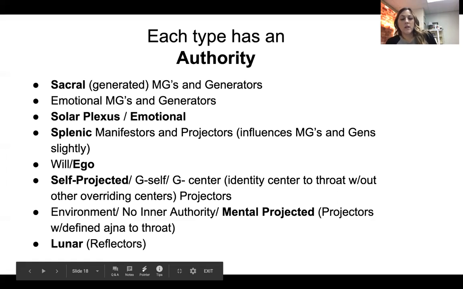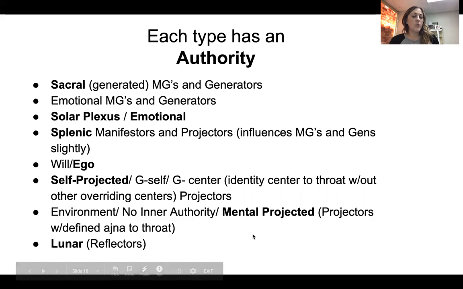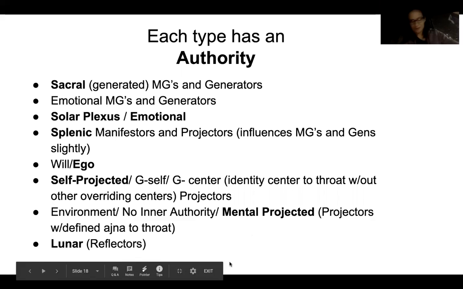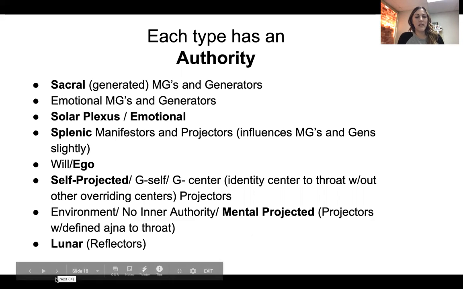So then the reflector, which makes up 1% of the population, has a lunar authority, which basically means they need to wait 28 days to make large decisions. They don't necessarily have to wait 28 days to make every decision in their life, but the important ones, like where you're going to live or who you're going to marry, or any other ones you want to add to that. Job. Yeah. So just important stuff that will affect your life. It's because they need to make sure that they're outside of other people's energy and they can sit with something long enough to know if it's right for them.